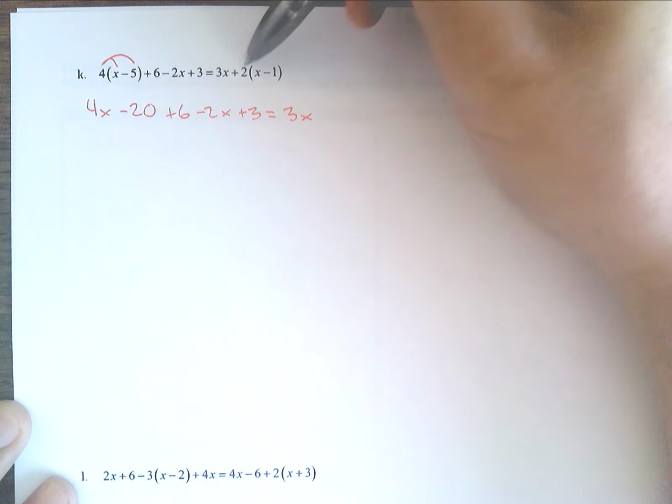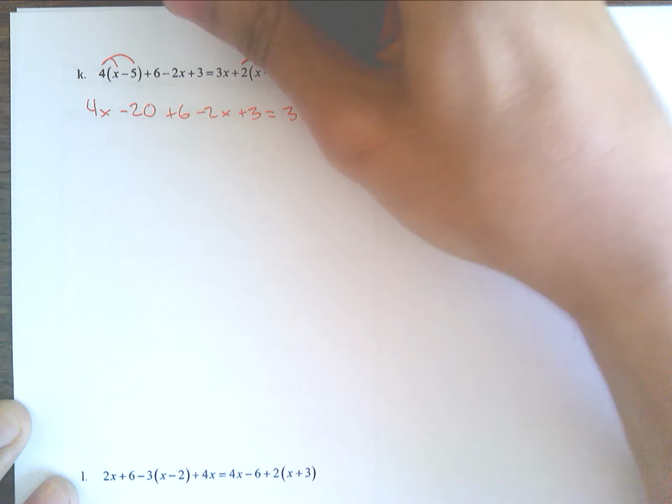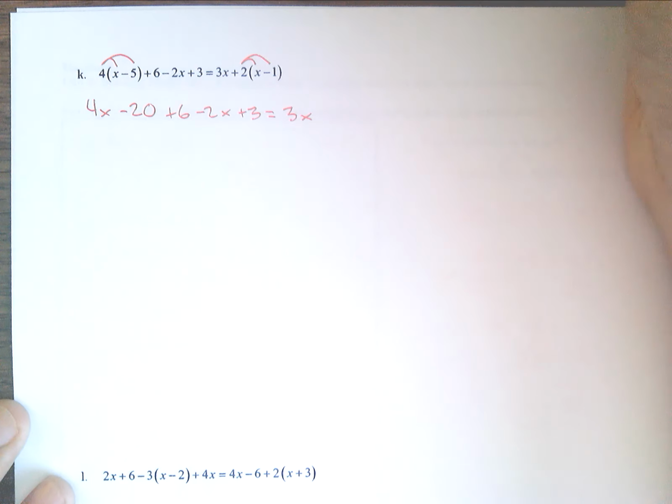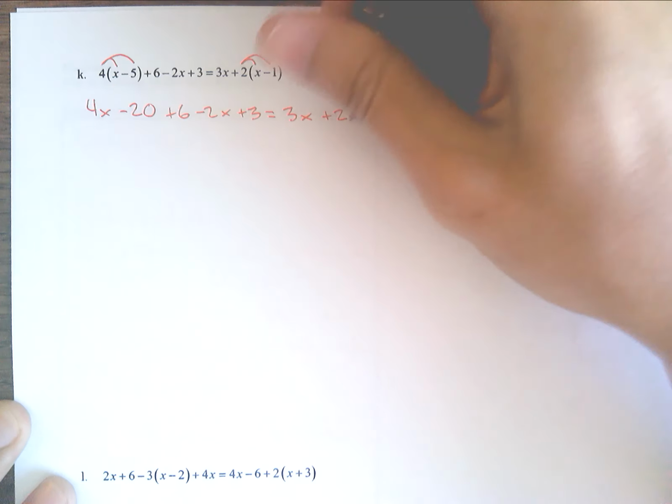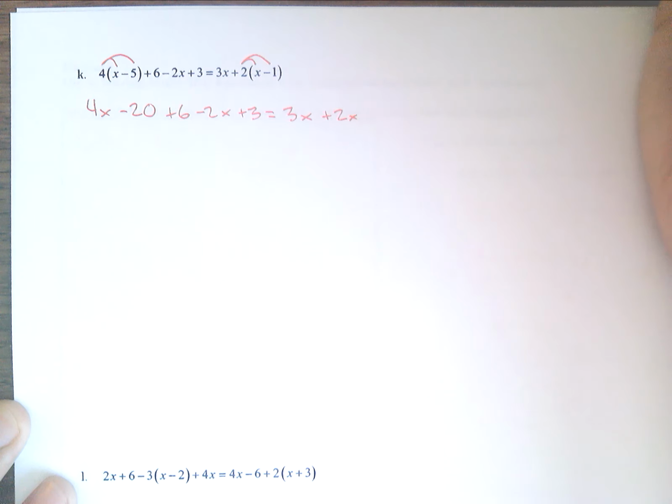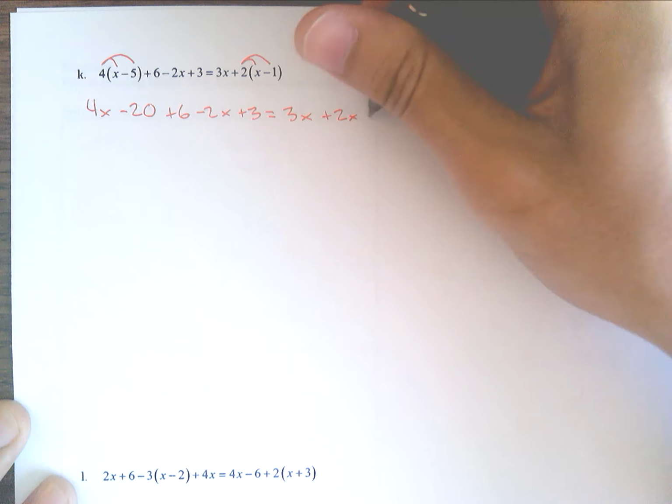So this plus 2 gets distributed. So we have 2 times x and 2 times negative 1. So 2 times x is 2x, so plus 2x. And then 2 times negative 1 gives us negative 2.